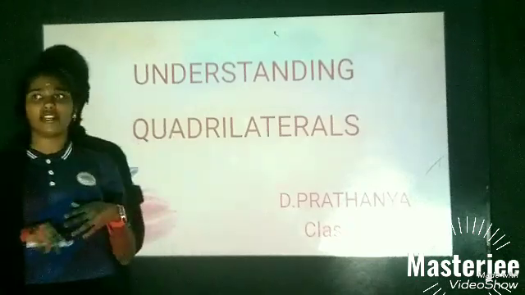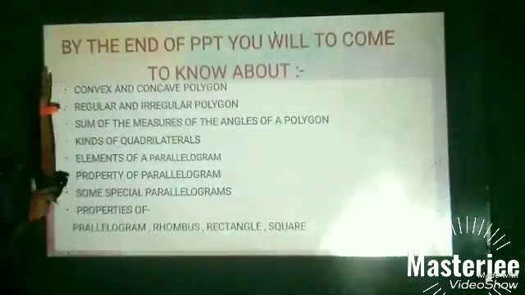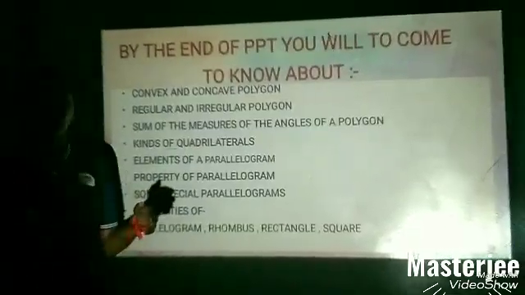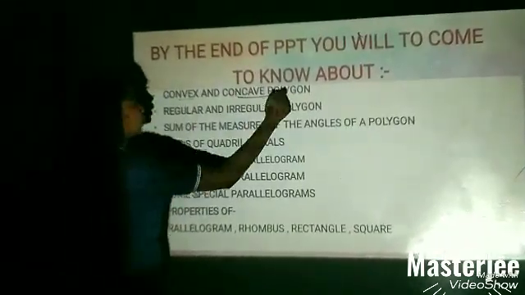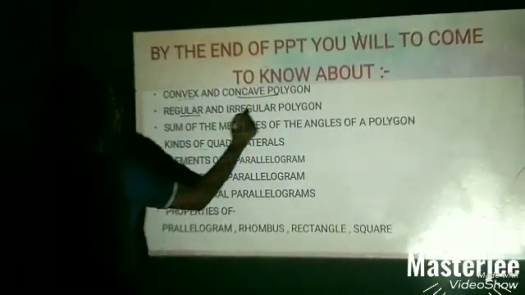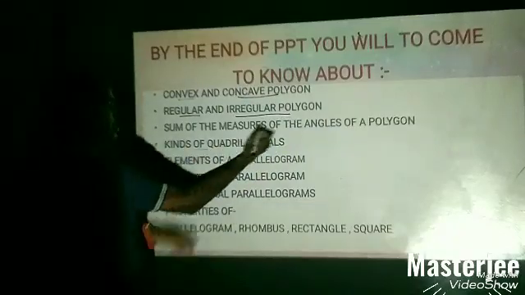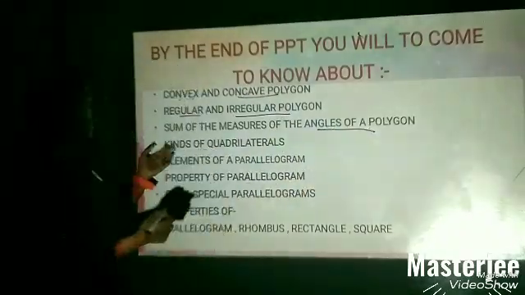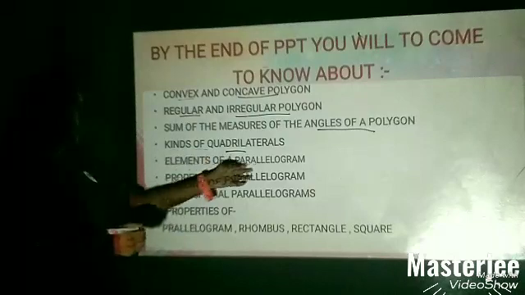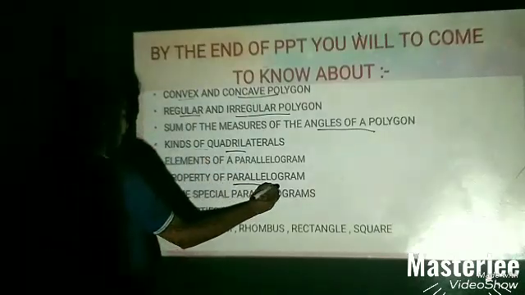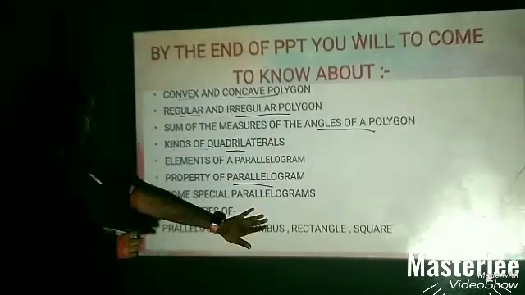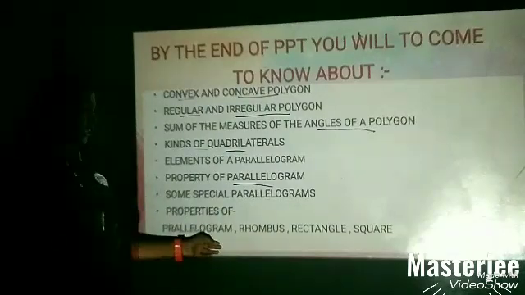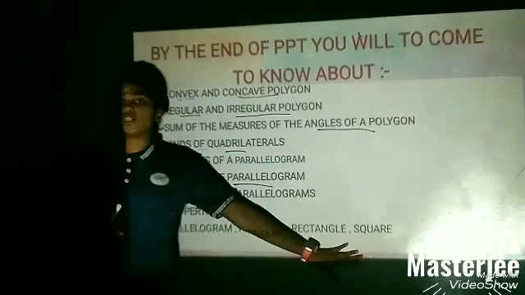The topic is understanding quadrilaterals. By the end of this PPT, you will come to know about convex and concave polygons, regular and irregular polygons, some of the measures of the angles of a polygon, kinds of quadrilaterals, elements of a parallelogram, properties of a parallelogram, and some special parallelograms: rhombus, rectangle and square.